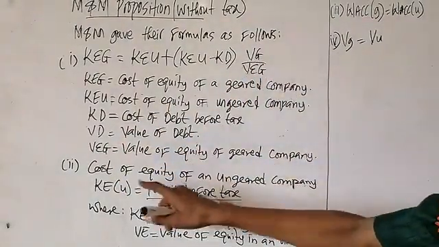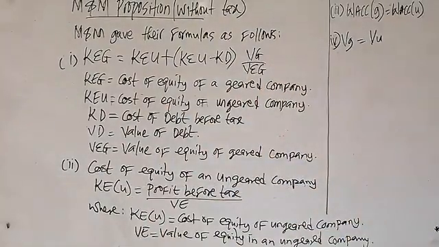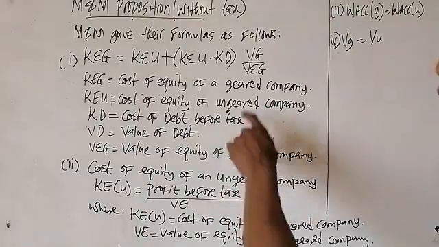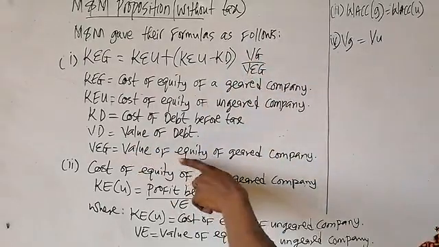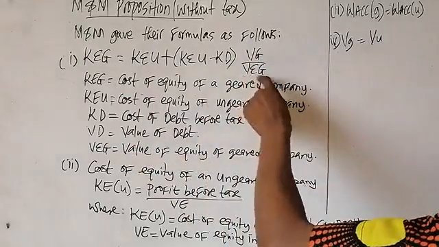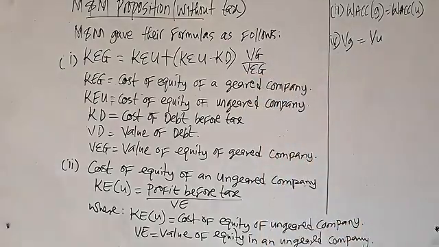Where VG is the value of Z. So VEG is the value of equity of Z company. So that is what M&M gave as a definition, as a formula for computing the cost of equity of Z company.